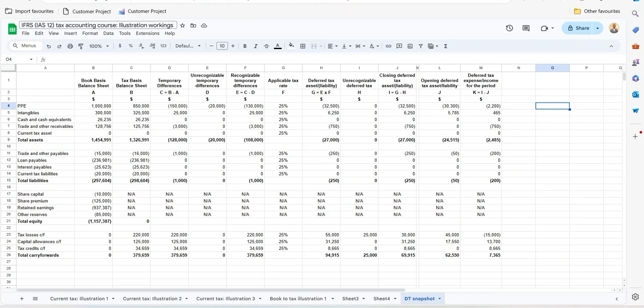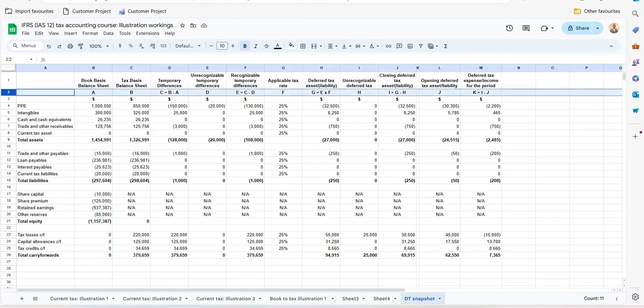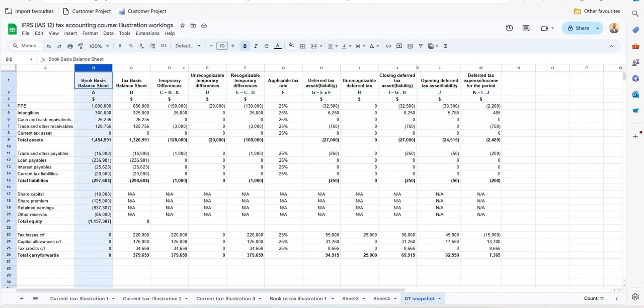So the starting point is this column that I've labeled column A. And when I say column A, B, C now, you need to focus on the letters on the row 2. A, B, C, D, E, F, G, H, I, J, K. Yeah, so this is the first column. And this column captures your book basis balance sheet, and those are the numbers you will find in your statement of financial position, in the financial statements.